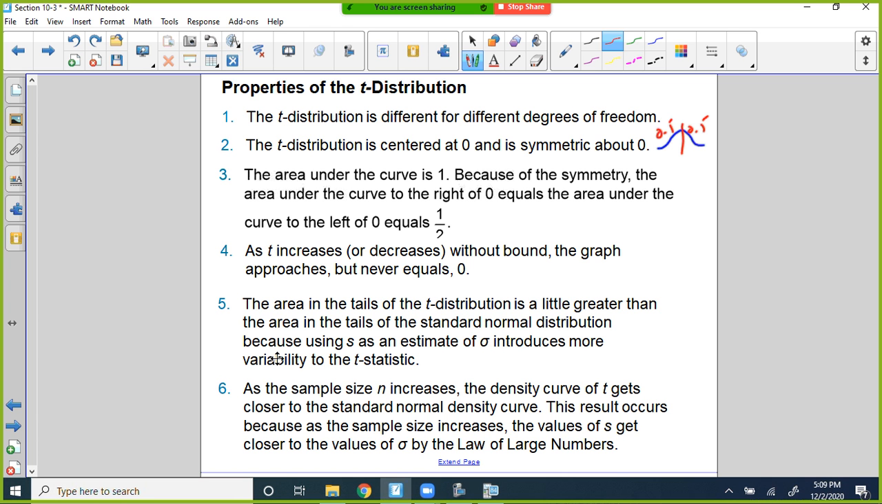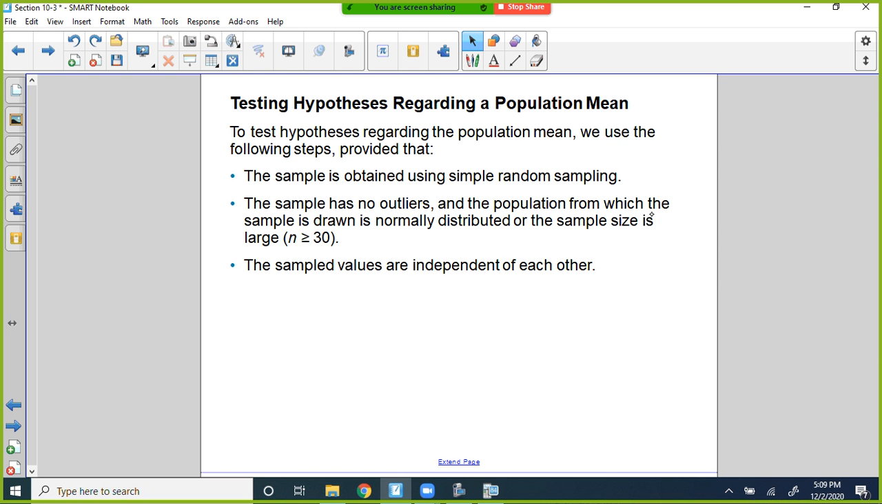Okay. As the sample size n increases, the density curve of t gets closer to the standard normal, right? We saw that. All of this is basically repetition of things and theories that we talked about when we were doing t intervals, okay? This occurs because as the sample size increases, the value of s gets closer to the population standard deviation, right? By the law of large numbers. So, with that being said, let's look at testing hypotheses regarding the population mean.